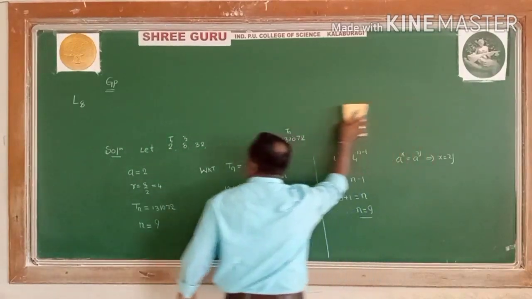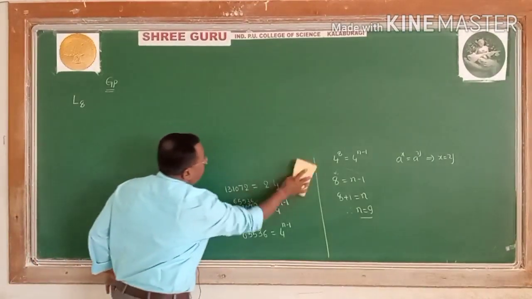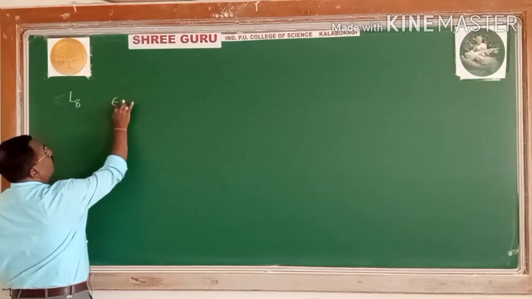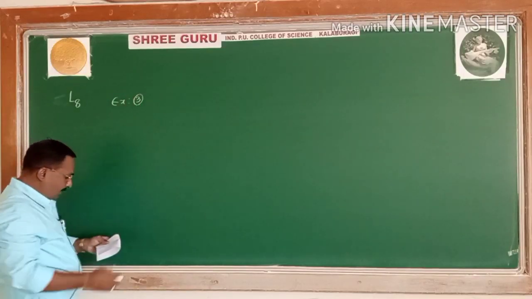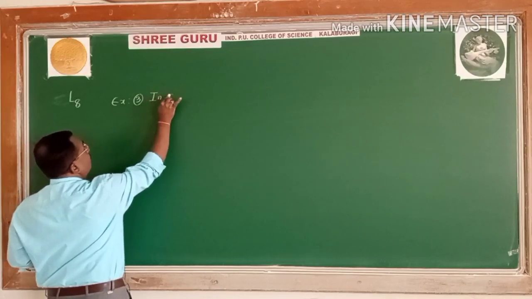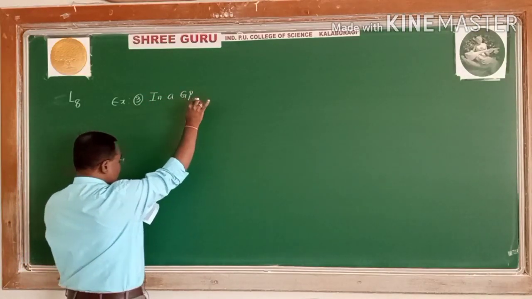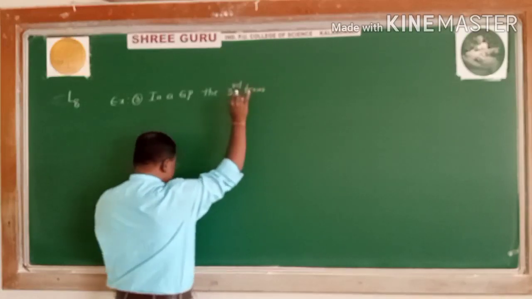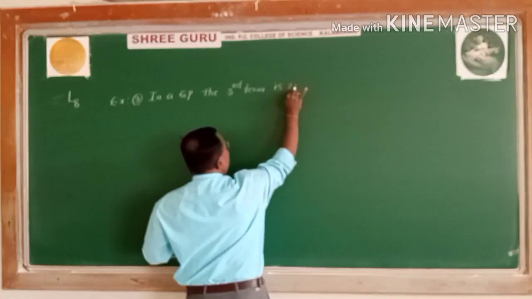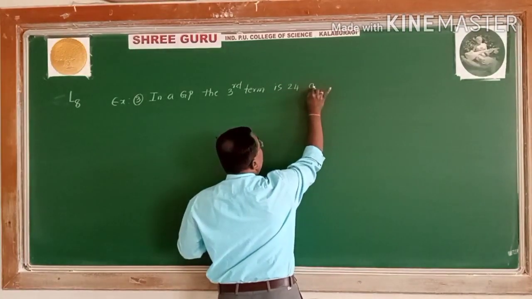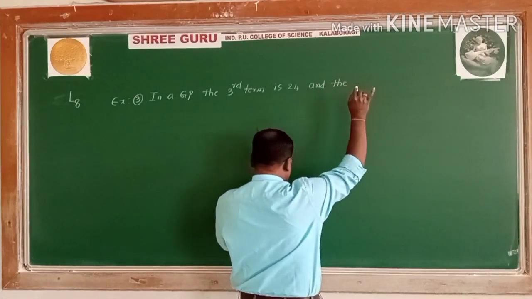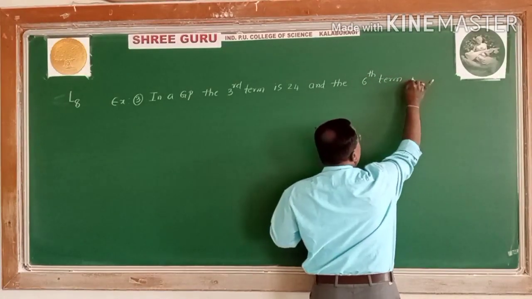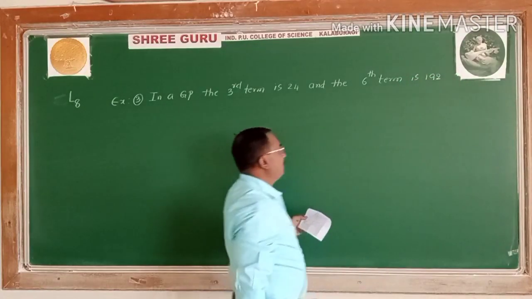Next, example number 3. In a GP, the third term is 24 and the sixth term is 192.